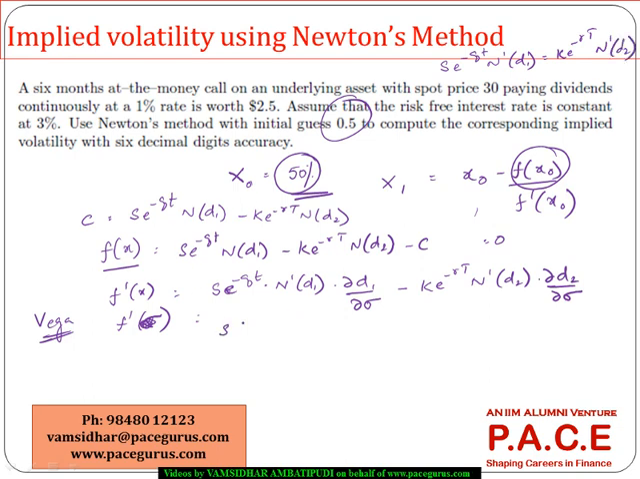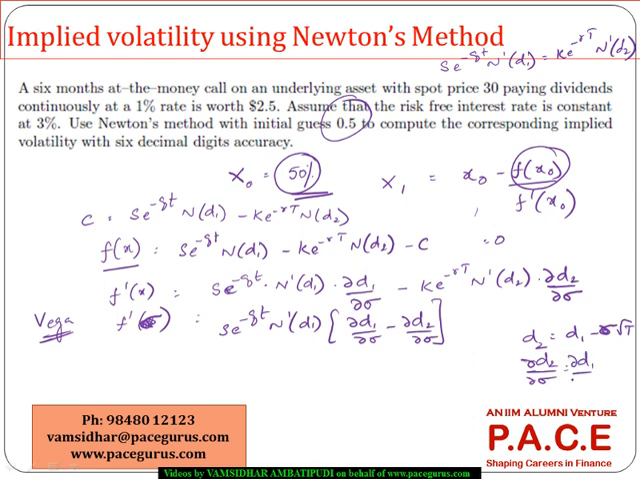So using that expression, it becomes S e power minus qT n dash d1 times dou d1 by dou sigma minus dou d2 by dou sigma. And we know another relation, d2 equals d1 minus sigma root T, so dou d2 by dou sigma equals dou d1 by dou sigma minus root T. So dou d1 by dou sigma minus dou d2 by dou sigma is nothing but square root of T. So this becomes S e power minus qT, and n dash d1 is 1 by root 2 pi e power minus half d1 square, and this is square root of T.